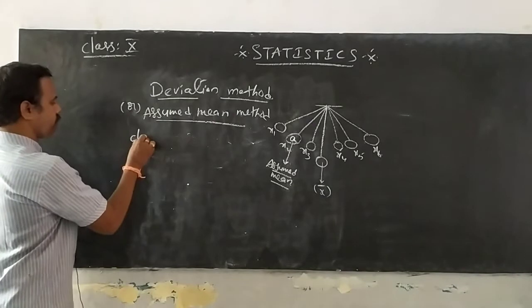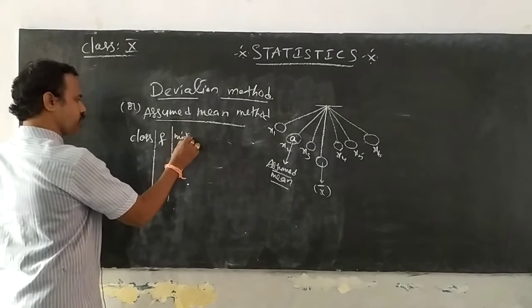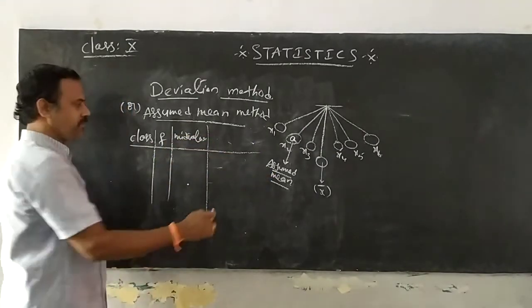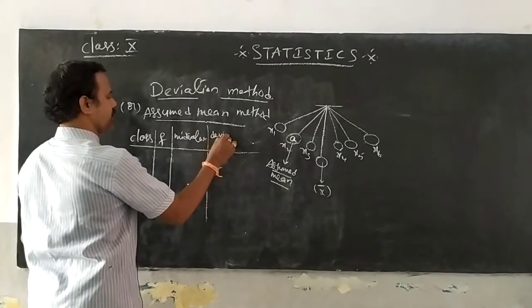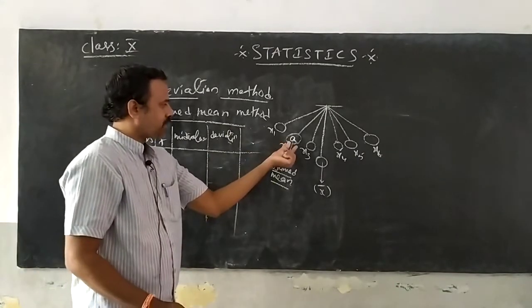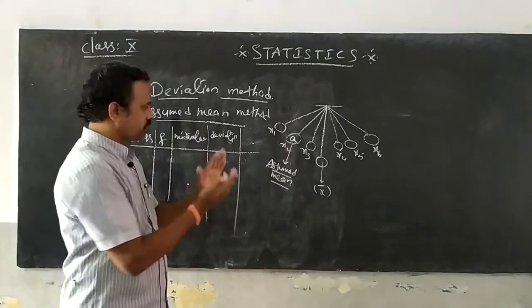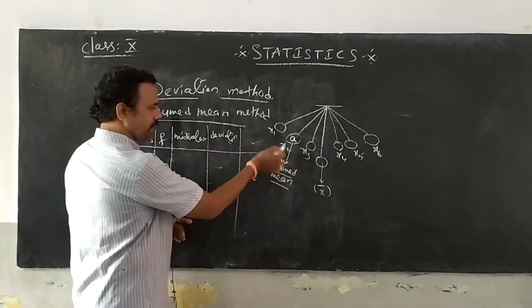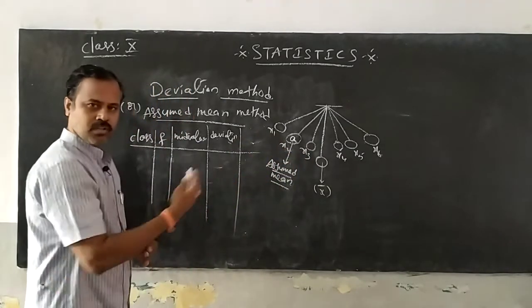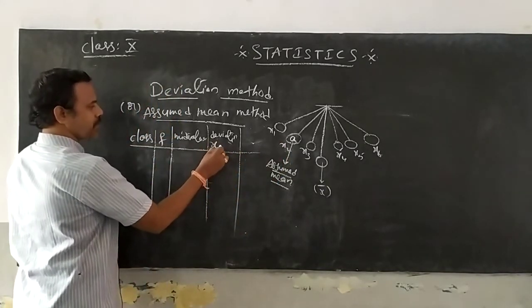Now what is the table? They give you classes and the frequencies. Every time you need to find the mid values. After the mid values, you find the deviation. Can you tell me how much deviation is between x1 and x2? How do you find the deviation between x1 and x2? Yes, you subtract these two, isn't it? How much deviation is between x3 and x2? You subtract. So that means deviation means x minus A.